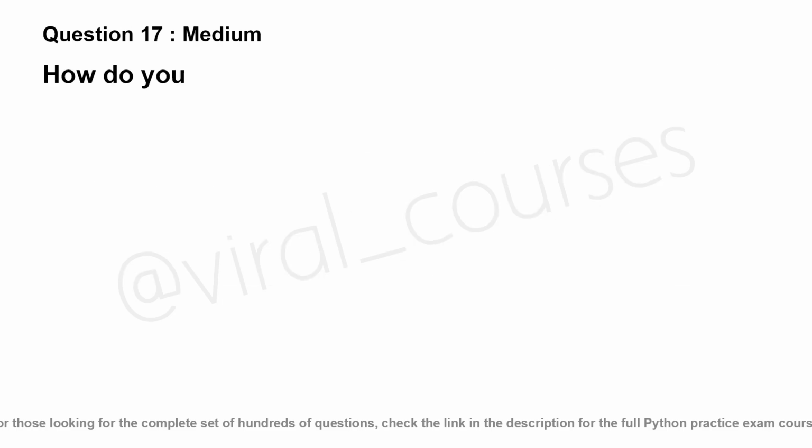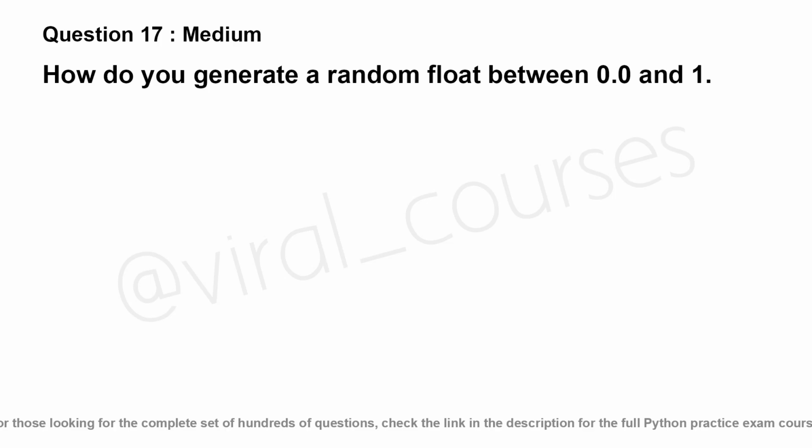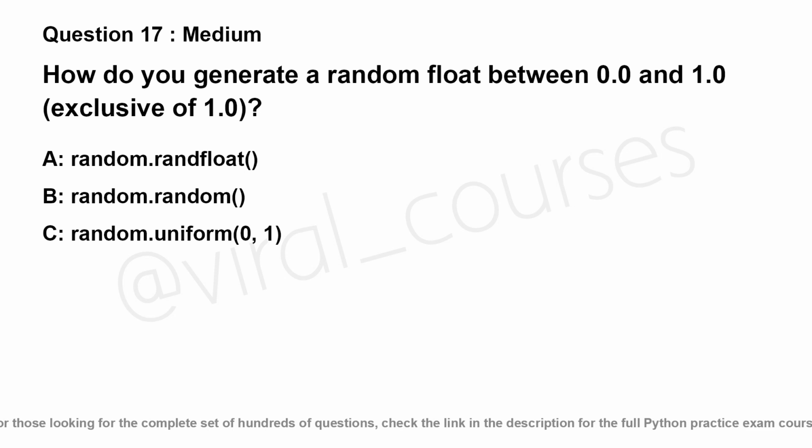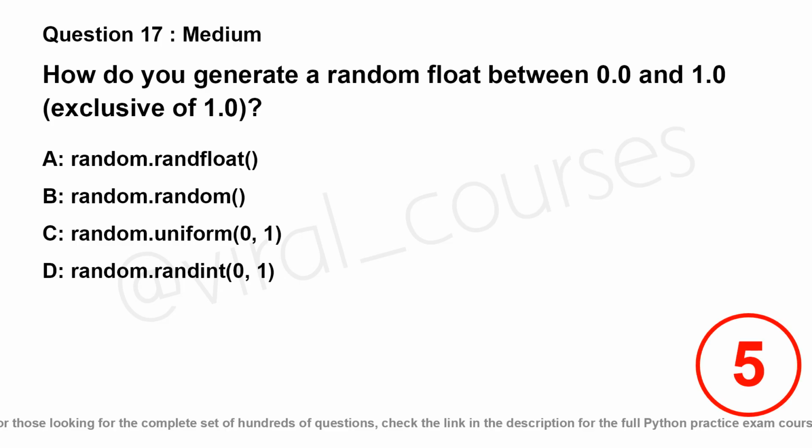How do you generate a random float between 0.0 and 1.0, exclusive of 1.0? Option A. random.randfloat. Option B. random.random. Option C. random.uniform(0, 1). Option D. random.randint(0, 1).